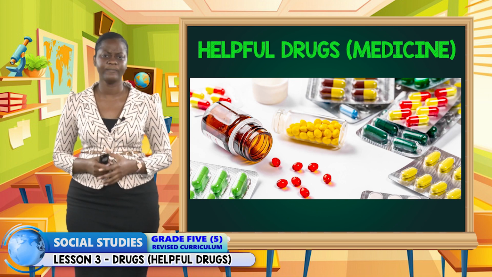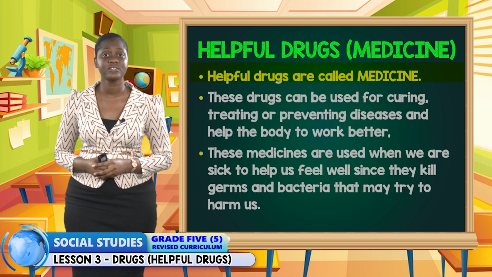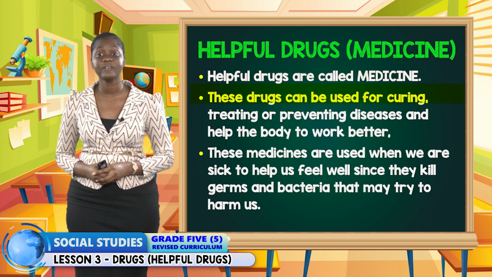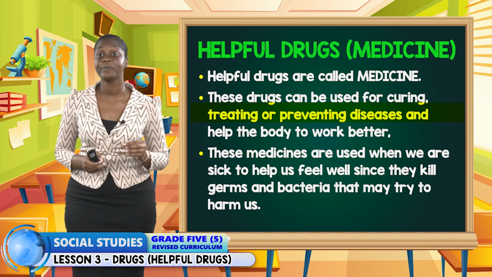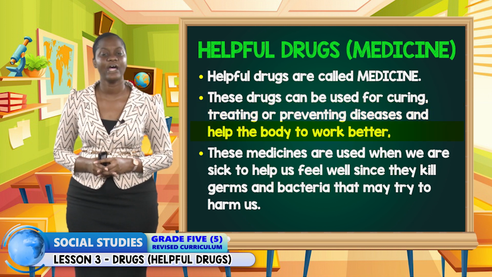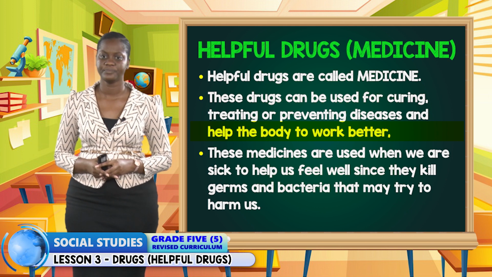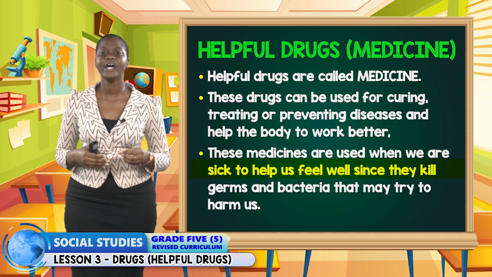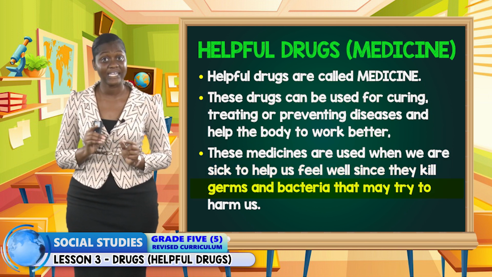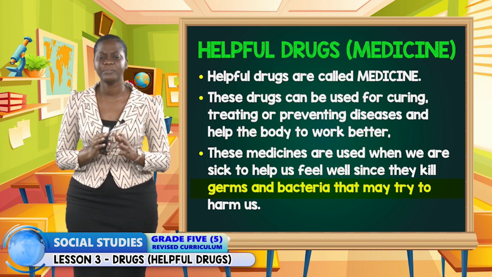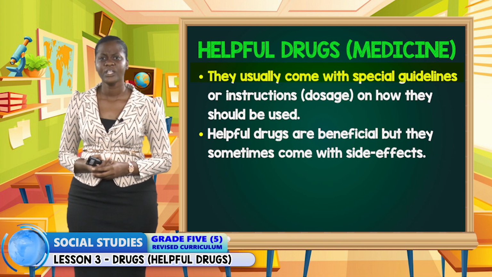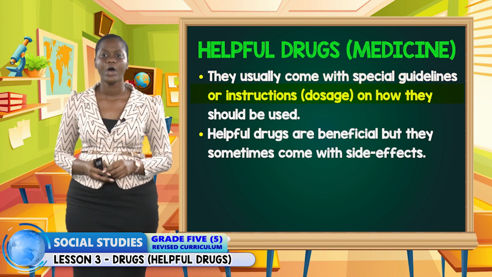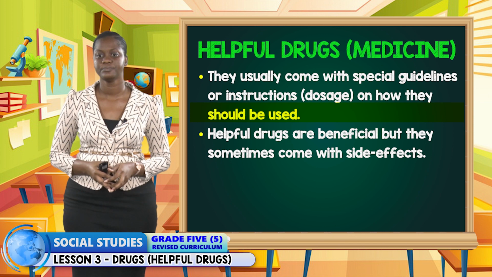So what are helpful drugs? Helpful drugs are called medicine. These drugs can be used for curing, treating, or preventing diseases, and they help the body to work better. These medicines are used when we are sick to help us feel well, since they kill germs and bacteria that may try to harm us. They usually come with special guidelines or instructions on how they should be used.